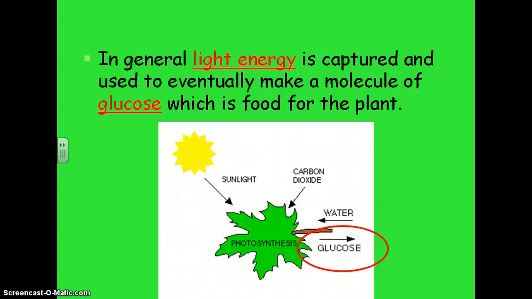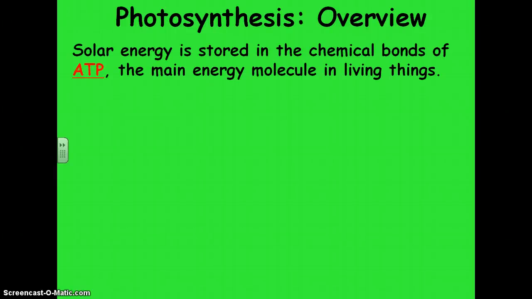So sunlight comes into the plant with some carbon dioxide and water. What we get out that's the most important is glucose, but we also get out oxygen, which humans would use to do cellular respiration. So remember, last time we looked at a basic version of cellular respiration. Well, now let's look at photosynthesis.